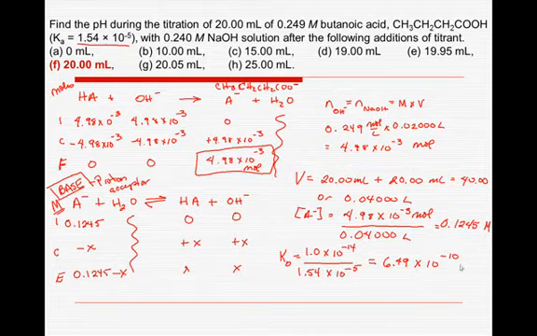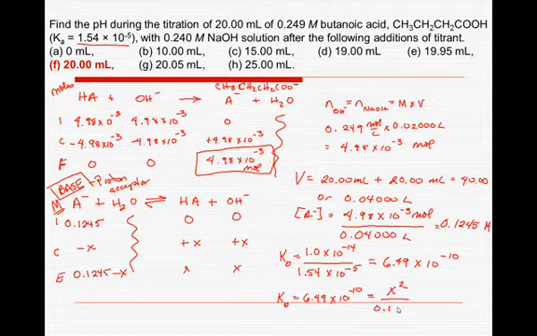Now that's Kb. What do we do with Kb? We take Kb, and we know that Kb is equal to products over reactants raised to the power of their coefficients. So Kb of 6.49 times 10 to the minus 10 is products, that's x times x, or x squared, over the reactant, which is 0.1245 minus x. Now let's look at this value of Kb. It's very, very tiny, so we can assume that we don't have to worry about that x term, and then we can quickly and easily solve for x.